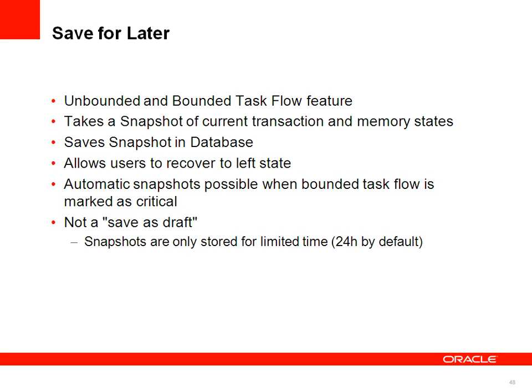If there is a task flow marked as critical, then you can use implicit save points. There's a property on a bounded task flow, which I showed in part 1, named critical. If this is set to true and Save for Later is enabled as a feature, then leaving the task flow will implicitly take a snapshot, so that if things go wrong after that, you can recover to the state that you had when you left that bounded task flow. Snapshots by default last for 24 hours in the database. They're not necessarily deleted after that, but they're invalidated.